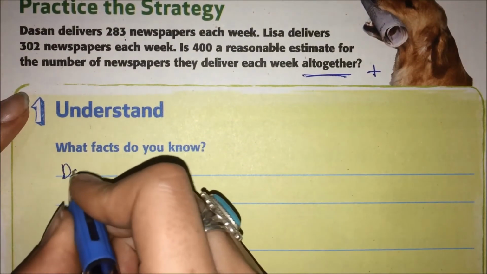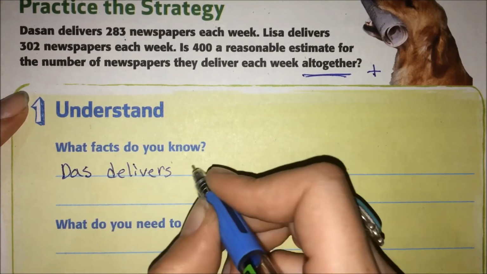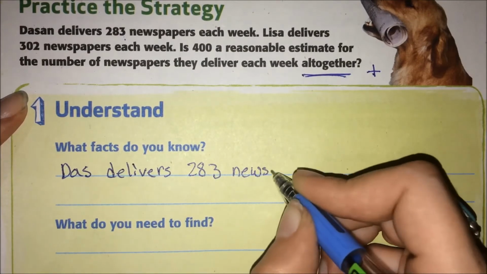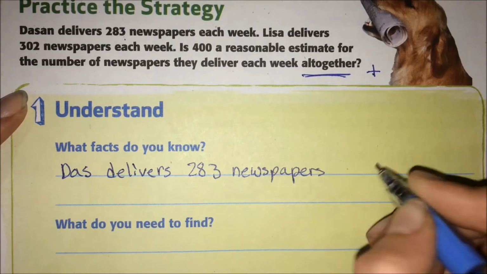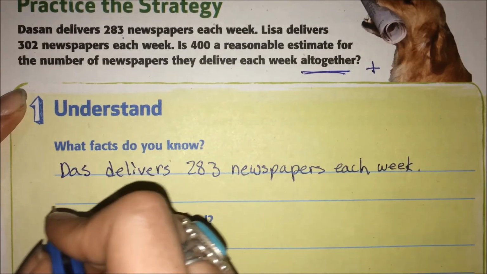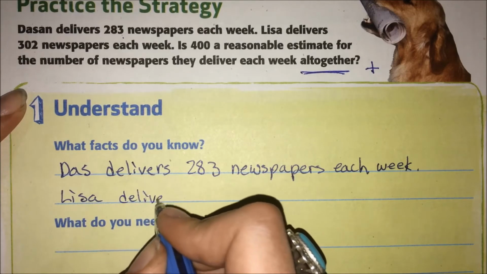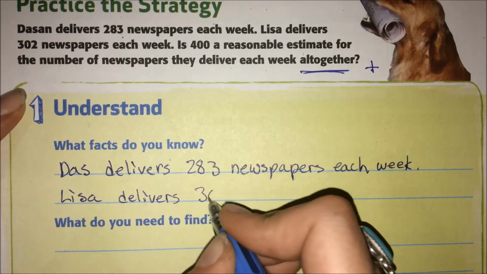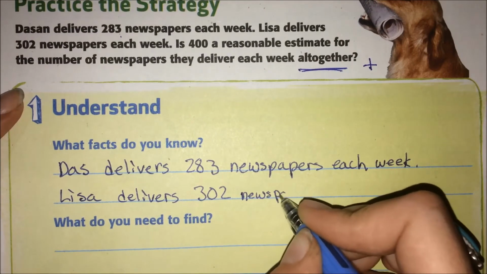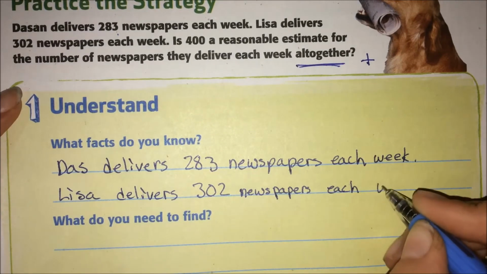We know that Dasan delivers 283 newspapers each week. We know that Lisa delivers 302 newspapers each week.